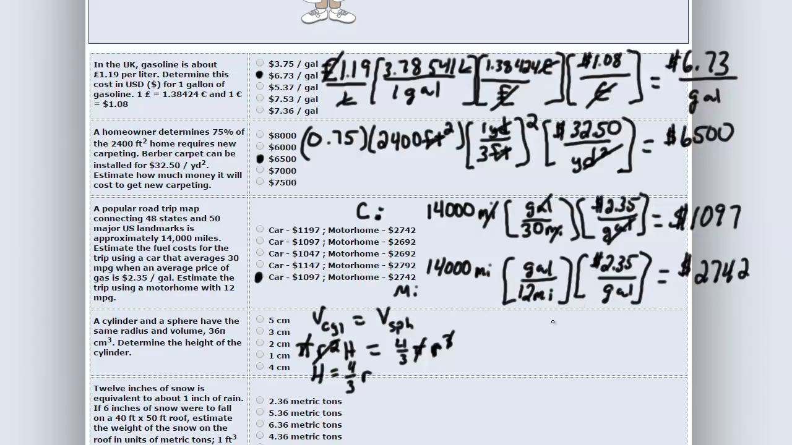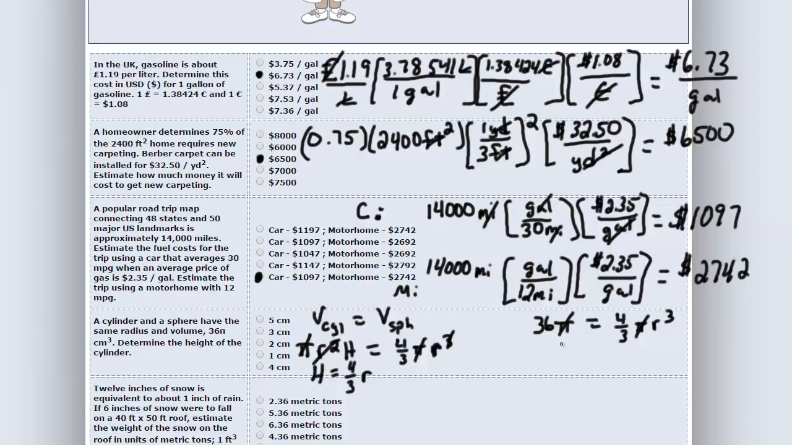But I know what the volume of the sphere is. The volume of the sphere is 36 pi. And that is 4/3 pi r cubed. That's the volume of a sphere. 36 pi, and the formula is 4/3 pi r cubed. Notice that pi is going to drop out.